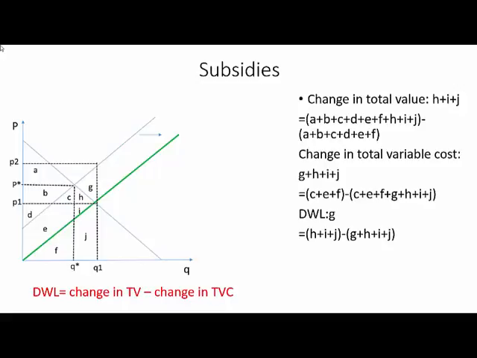Recalling that deadweight loss can be observed from subtracting the changes in total variable cost from the changes in total value. The total value received by consumers is the maximum willingness to pay of consumers. Without subsidies, at the equilibrium, the total value is the area under the demand curve between the origin and Q star. The total variable cost is the area under the supply curve between the origin and Q star.